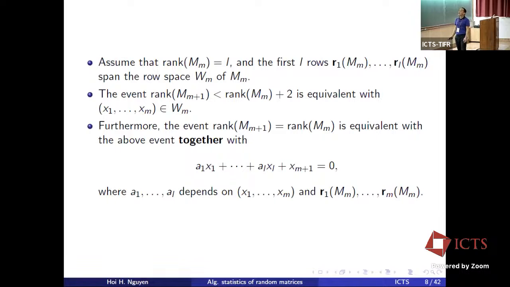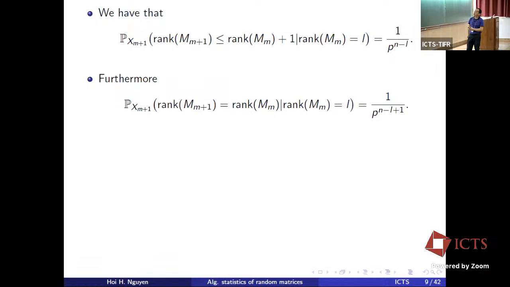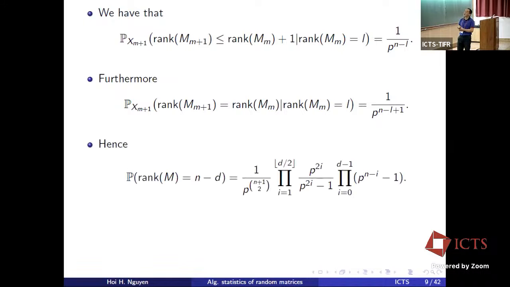Putting together, the rank doesn't increase at all. It has two conditions. First you have this, and second you have this equation. So that makes its probability 1 over p to the n minus L, times 1 over p because of the second equation. Putting it together, assuming that the rank is L, when we expose the next minor, the rank doesn't change with exactly this probability, 1 over p to the n minus L plus 1. The rank increased by 1 will be this minus that, and the rank increased by 2 will be 1 minus the whole thing. So we have three possibilities with given probabilities.